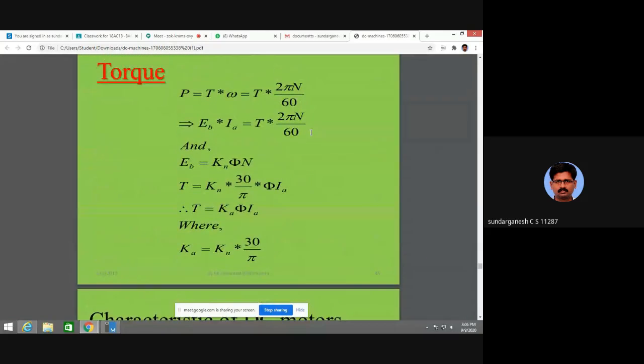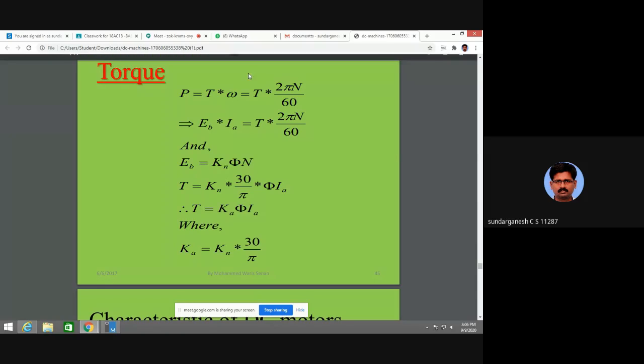In any motor, torque is necessary. So what is torque? Torque is the driving force. If you place so much load in a vehicle and try to start, it will not start because enough torque is not available to drive the load. So torque is the driving force. Here power equals torque into omega, which is equal to 2πN by 60. That is the angular velocity.